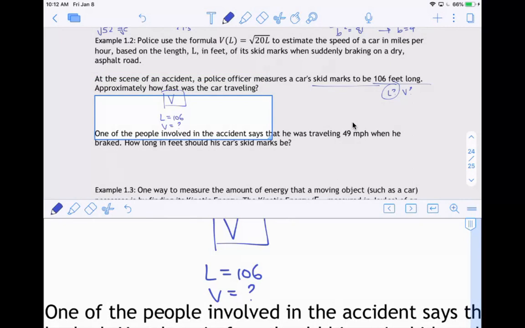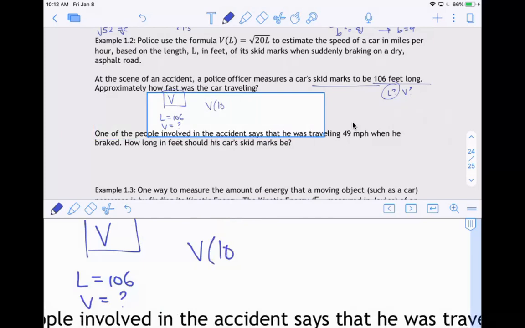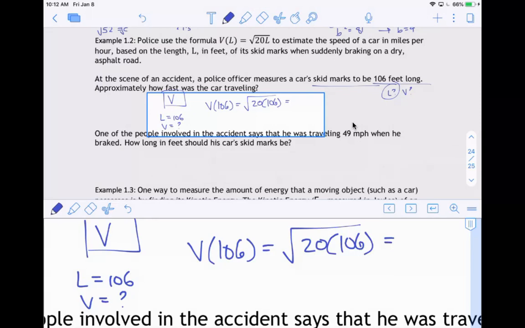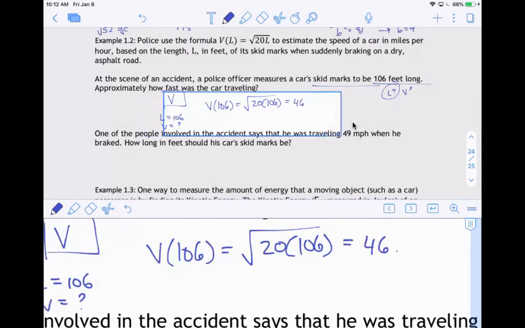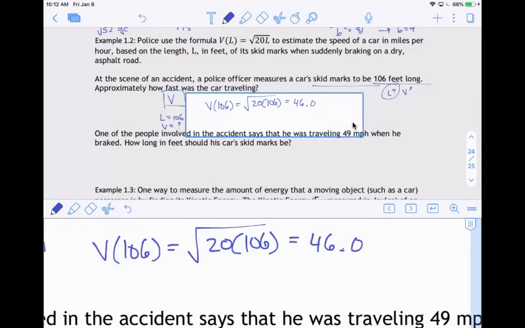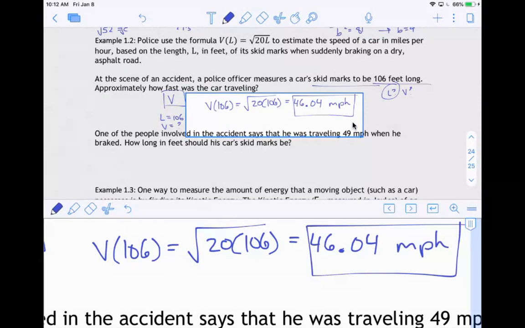I need to take 106 and plug it into my equation. Remember that this is just function notation, so writing V of 106 does not do anything except tell you that 106 is plugged into the problem. 20 times 106. We can crunch that in a calculator real fast. Square root of 20 times 106 is 46 point, let's go to two decimal places, 0.04 miles per hour. That is how fast they were traveling. 106 feet to stop, and they were only going 46 miles an hour.